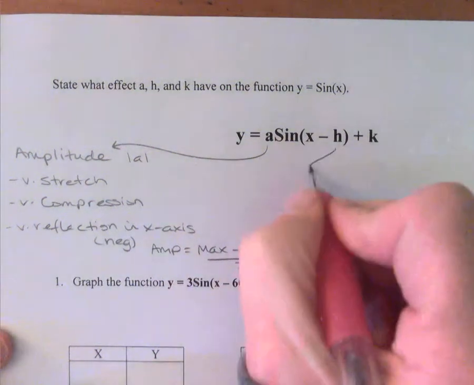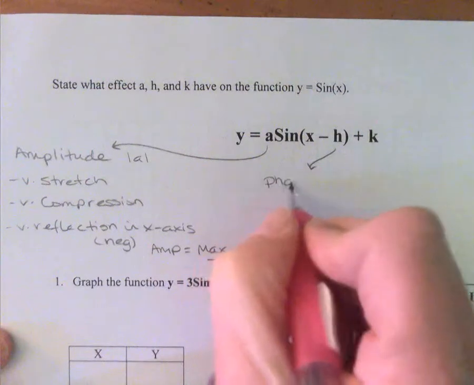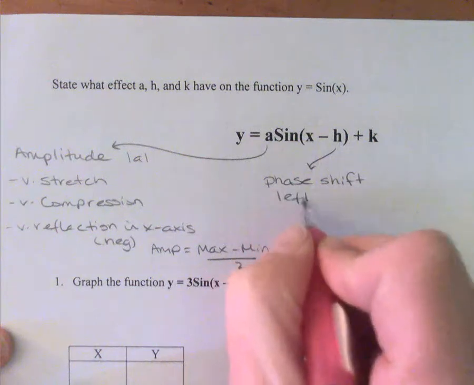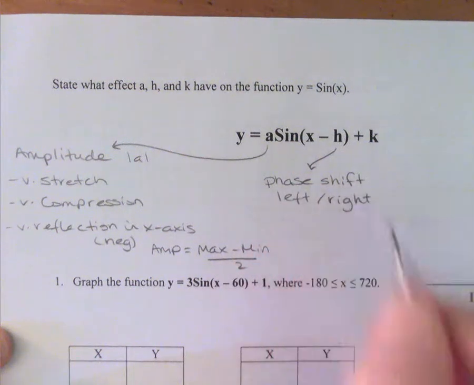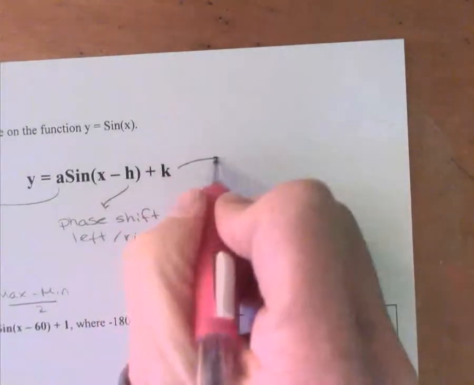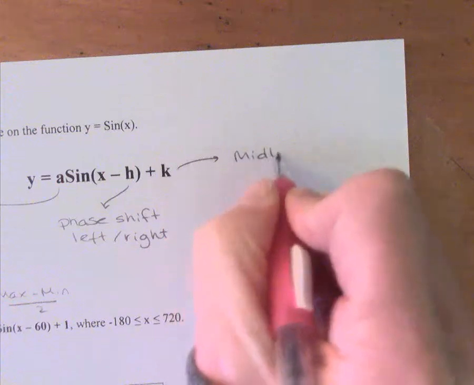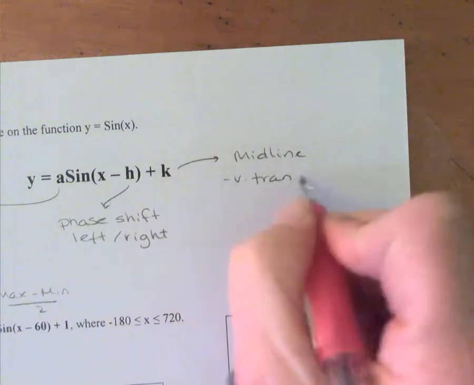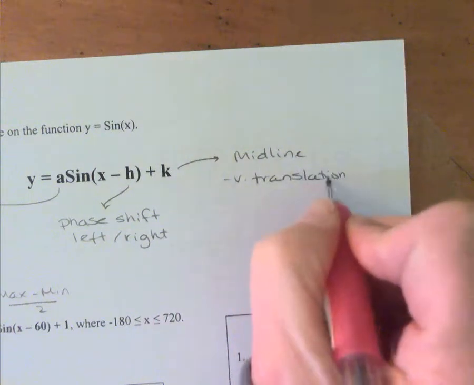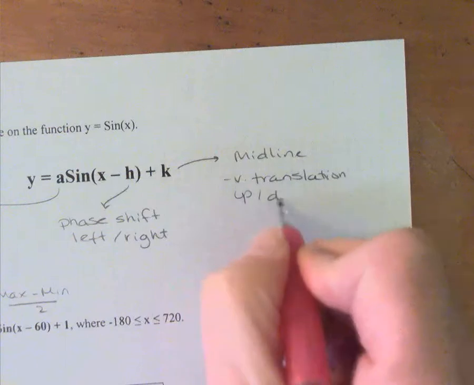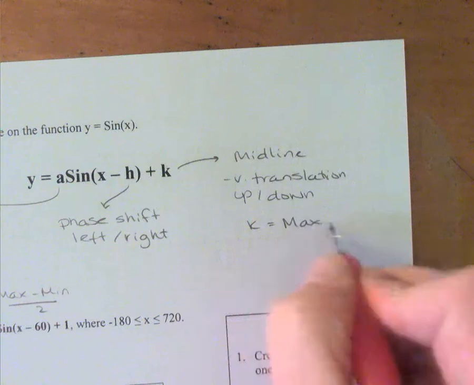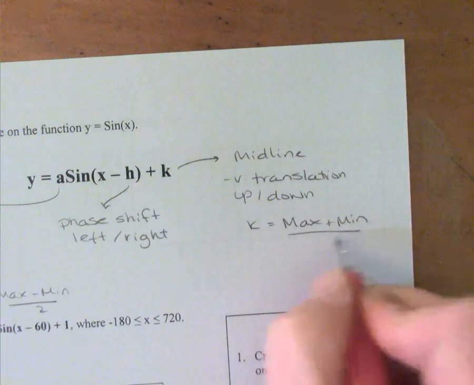My h value in trigonometry is known as my phase shift, and this is the movement left and right. My k value will give me my midline. It is the vertical translation up and down. I can calculate my k value because it's the max plus the min divided by 2.